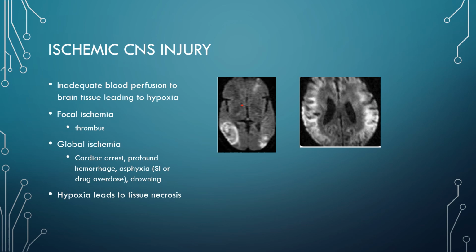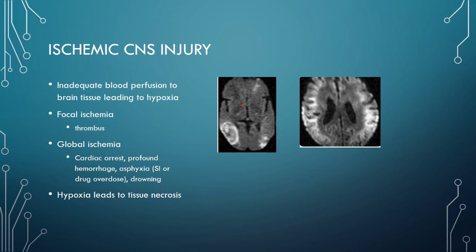Other causes of global ischemia could be asphyxia. We see this with suicide attempts. SI stands for suicide ideation, or drug overdose. And I also see this with drowning victims.